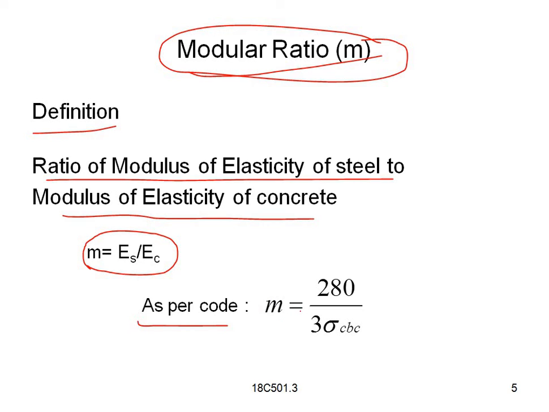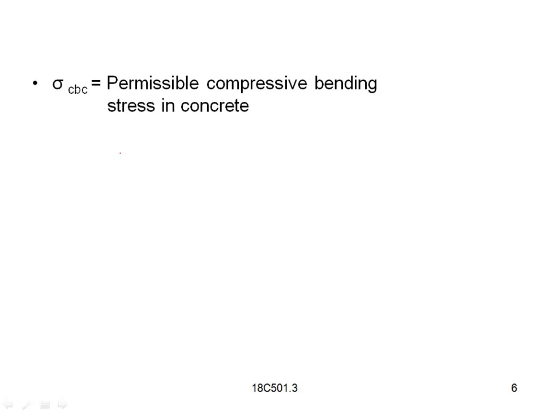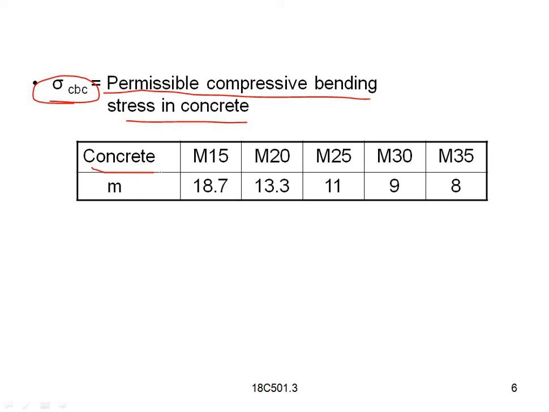As per code, m is equal to 280 by 3 sigma CBC. So as per the code, this is the formula we will use to determine the modular ratio. What is sigma CBC? It is the permissible compressive bending stress in concrete. This will be known from the table we discussed in the previous topic. You can see here the concrete grades M15, M20, M25, M30, M35.